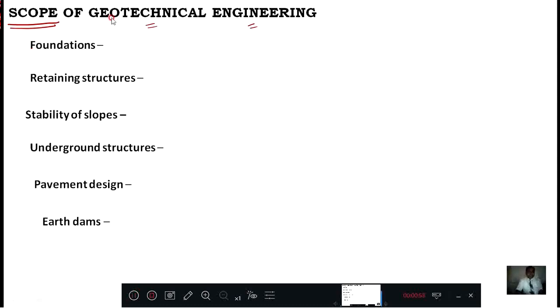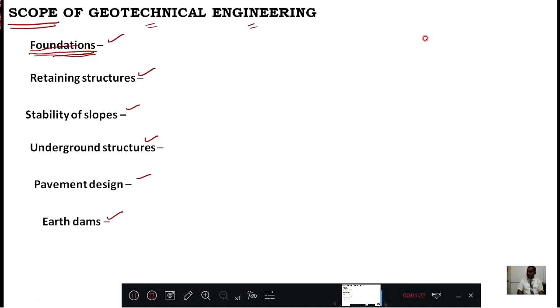So in the scope of geotechnical engineering, here you can see we will study foundations, retaining structures, stability of slopes, underground structures, pavement design, and earth dams. I will explain what all of these are. Foundation is a word known to you, right?